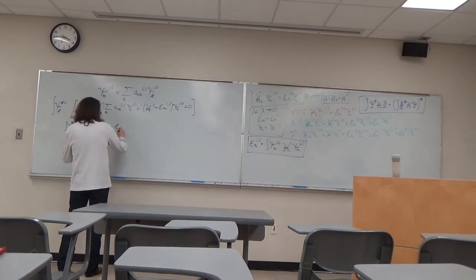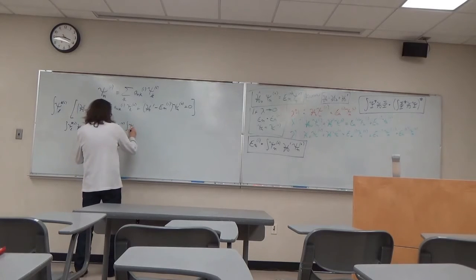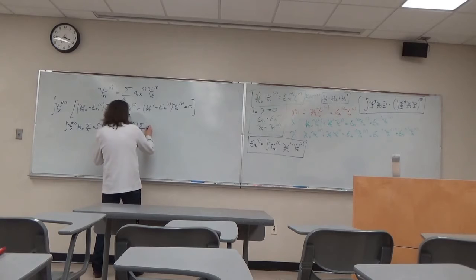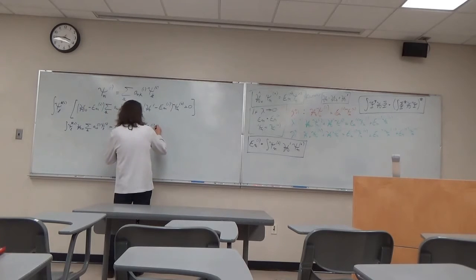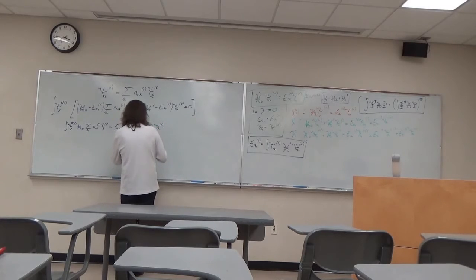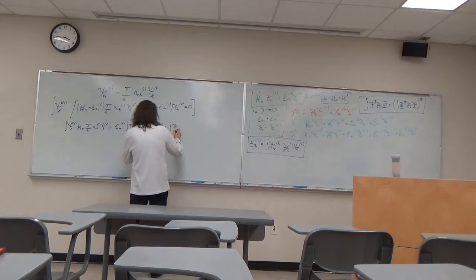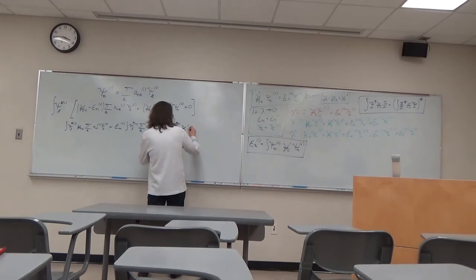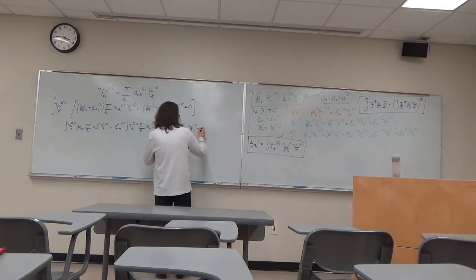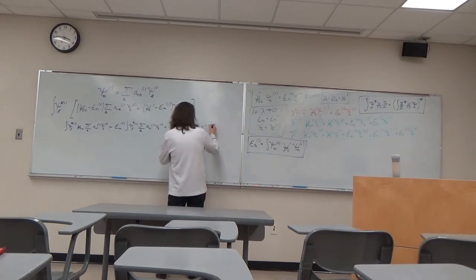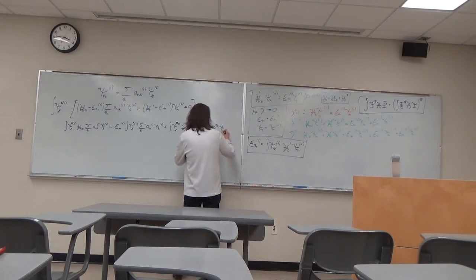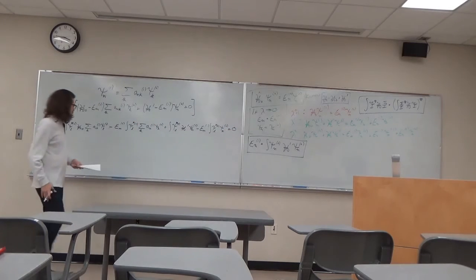Minus P N 0 integral psi L 0 star sum over K of A N K 1 psi K 0, plus integral psi L 0 star H prime psi N 0, minus E N 1 integral psi L 0 star psi N 0 equals 0. Okay.